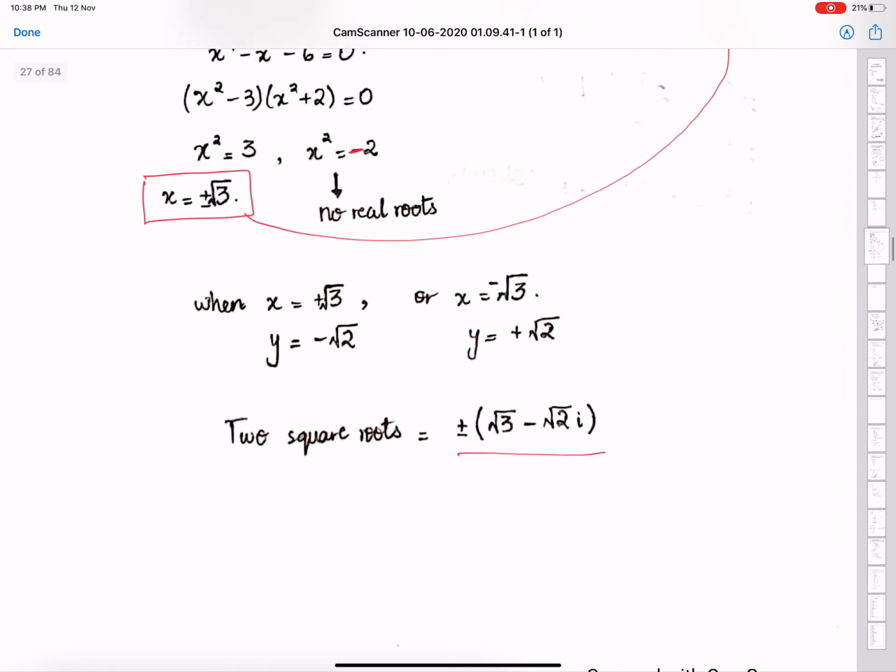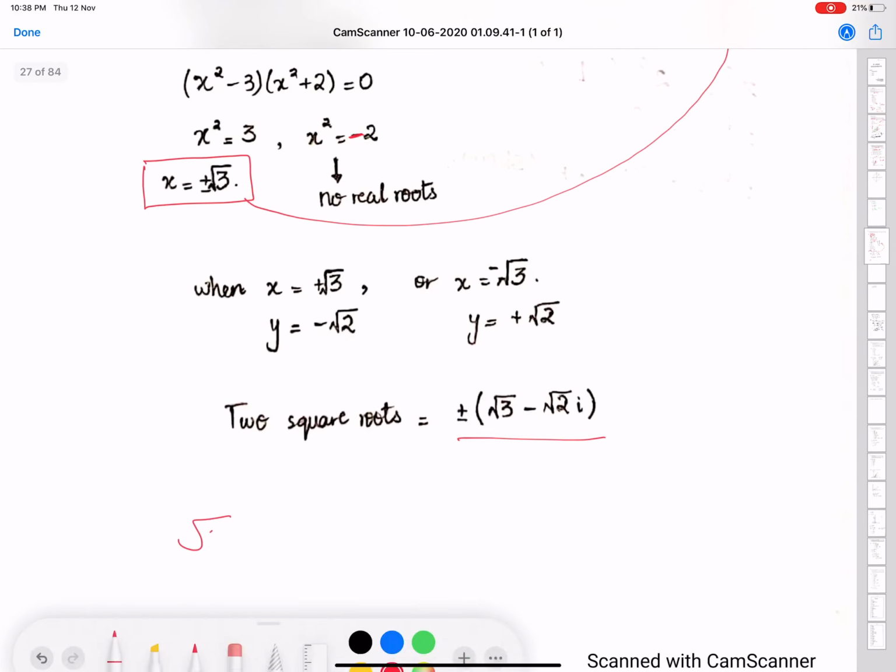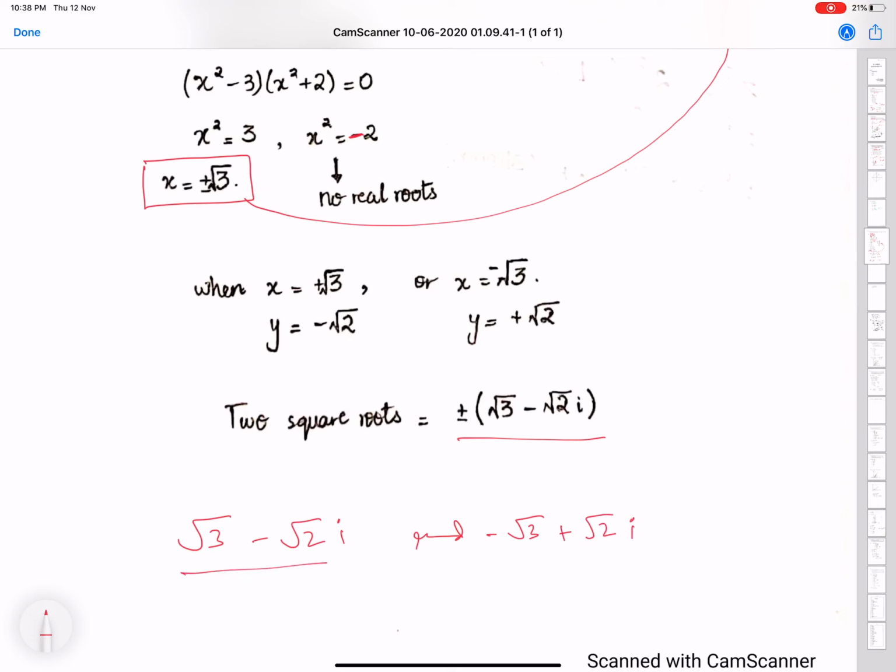You can write them as the possible square roots are this and this. These are the two possible square roots.